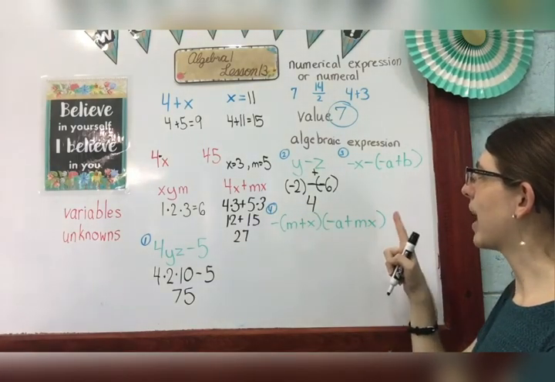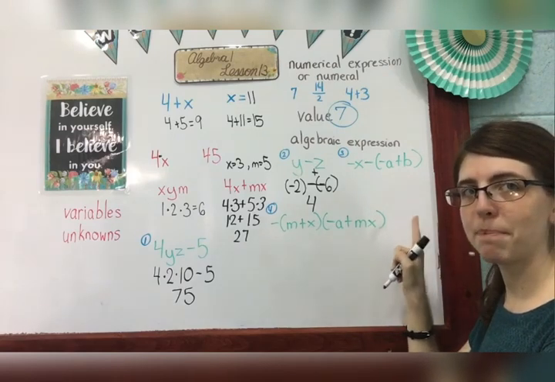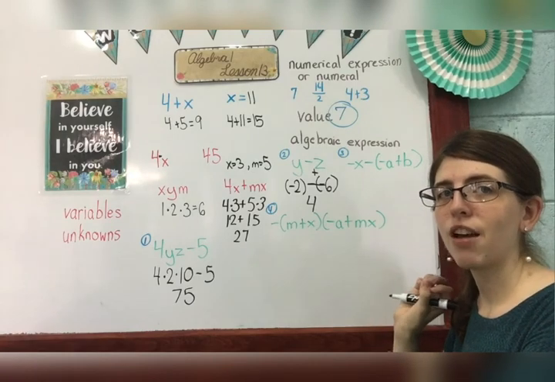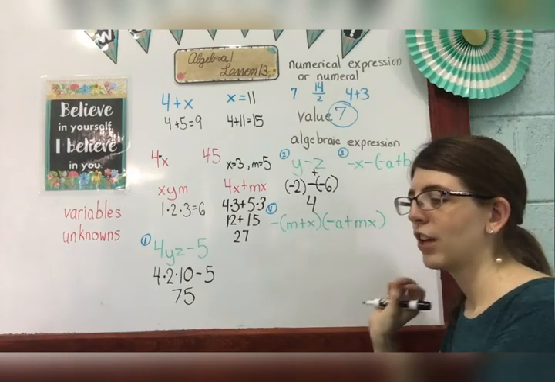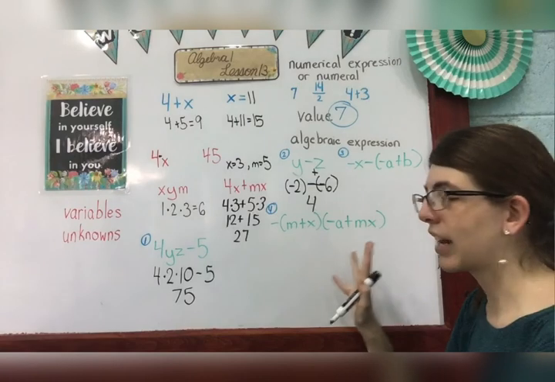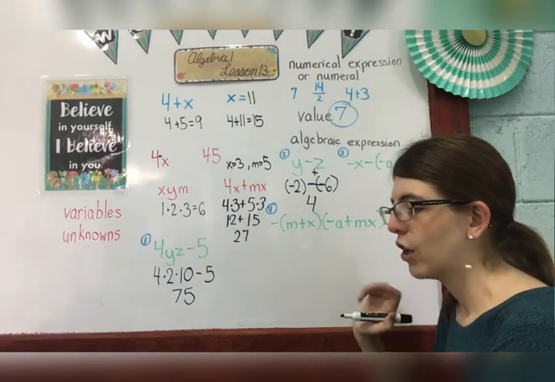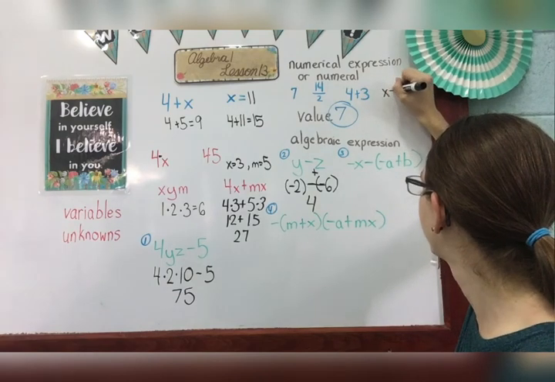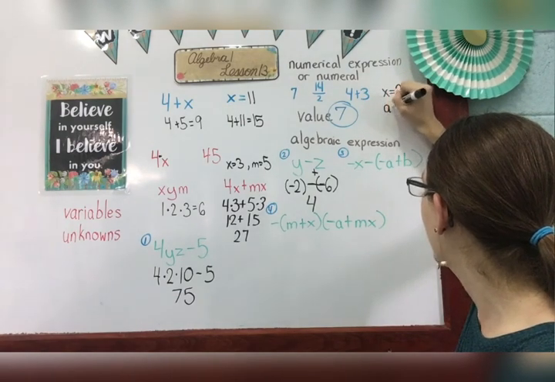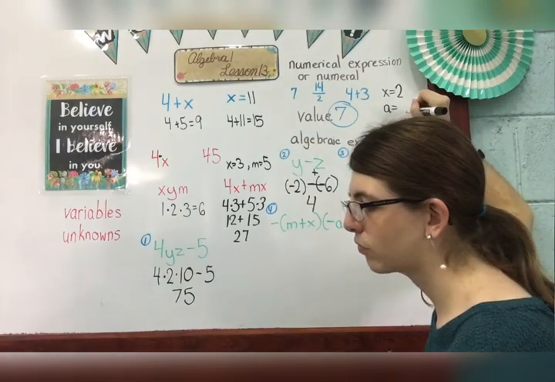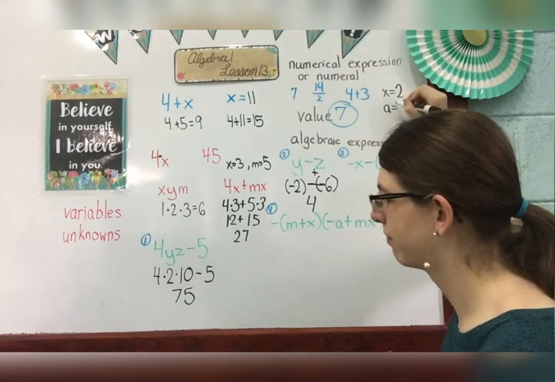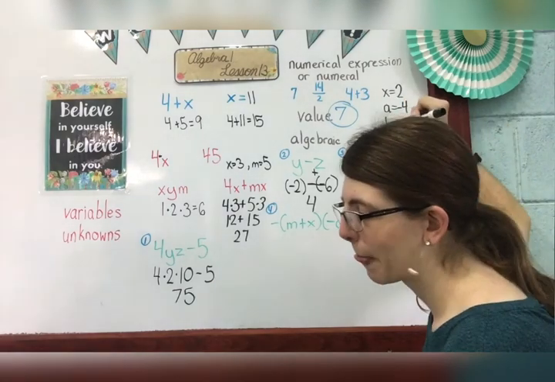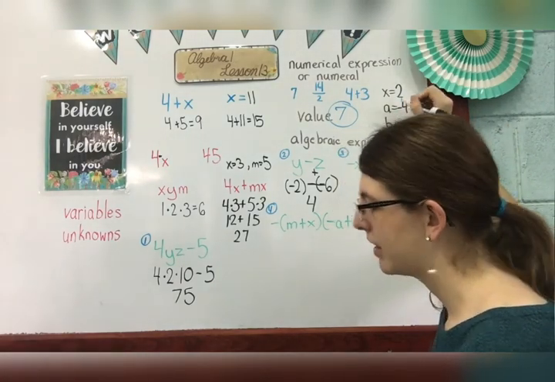All right, let's look at this one. Negative x minus negative a plus b. Okay, once we get into this territory of negatives, I have to be very, very careful. So you need to be very meticulous, very organized, very neat in your work. So I have x equals 2, right up here. A equals negative 4, and b equals negative 6.